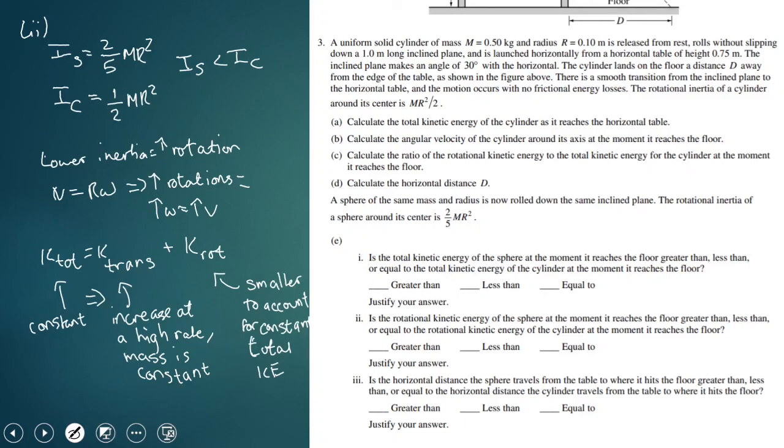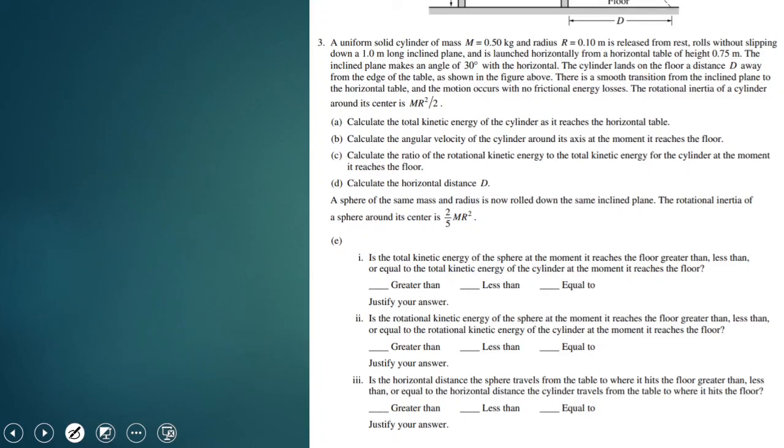So that was part 2. Now we're on part 3. It says, is the horizontal distance the sphere travels from the table to where it hits the floor greater than, less than, or equal to the horizontal distance the cylinder travels from the table to where it hits the floor? So this one is essentially playing off of part 2. We know that this is going to be greater than.